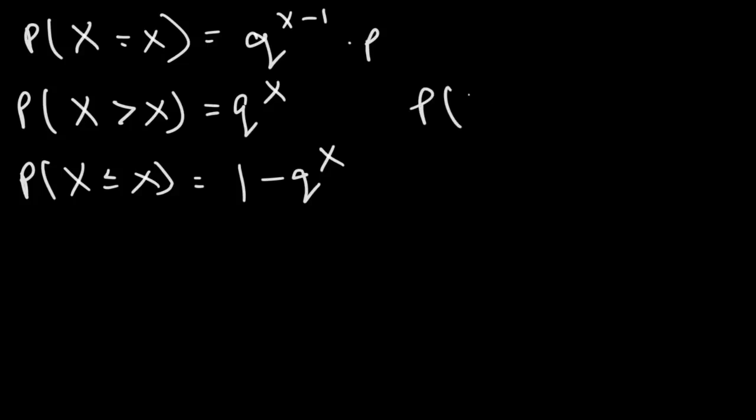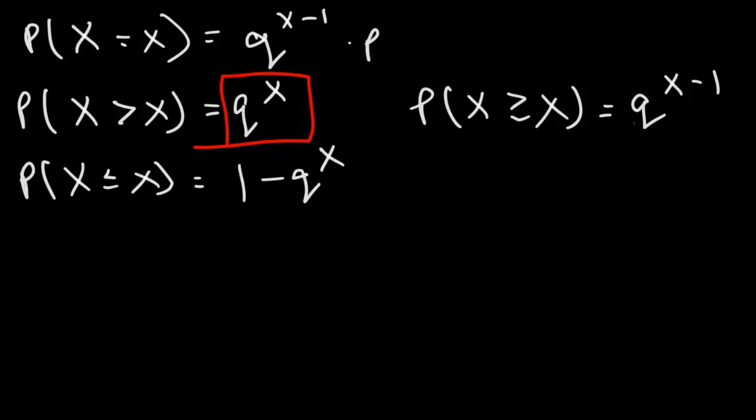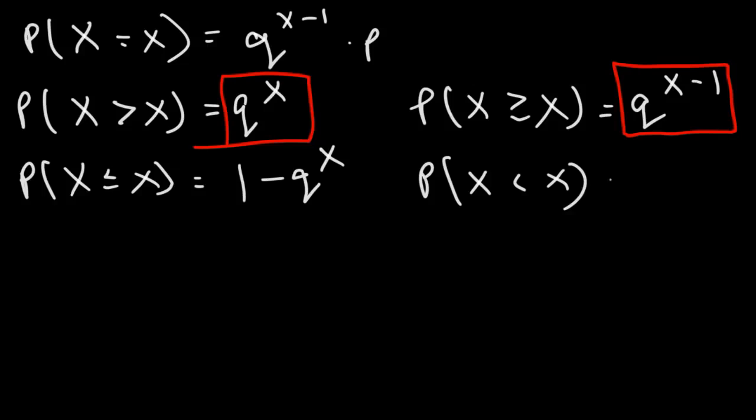Now what about the probability that x is equal to or greater than x? In this case, all you need to do is subtract x by 1. So notice the similarities between these two formulas. Because by adding the underline, you're introducing an additional value. Now for this one, which is similar to this one, where x is less than little x, it's going to be 1 minus q raised to the x minus 1.